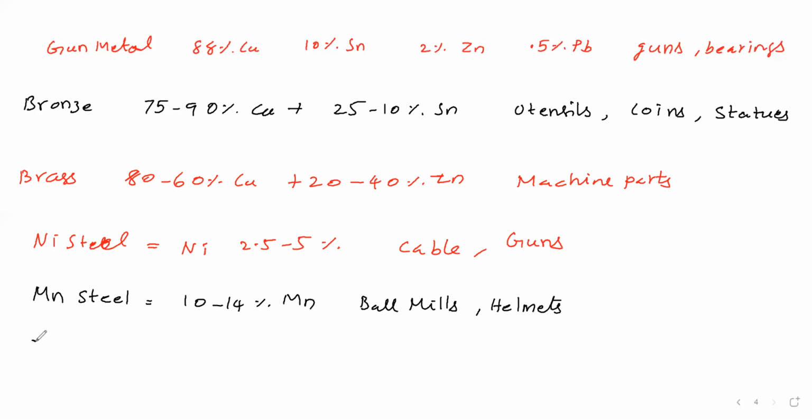Next, chrome steel. Chrome steel means chromium will be there, 5 to 15% chromium. It is used for manufacturing utensils and razor blades.